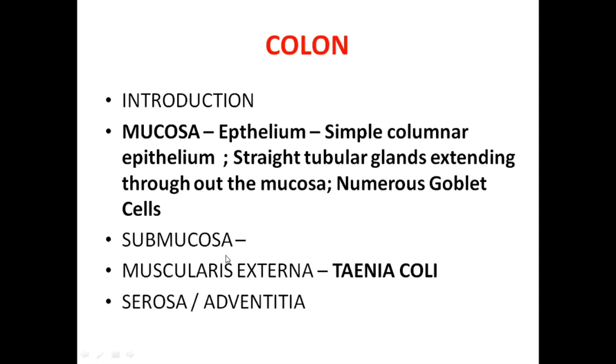The submucosa is similar to the general structure of our GI tract. Then the muscularis externa, as I said, has tinea coli. The 2 layers present are the inner circular and outer longitudinal layer. Out of that, the inner circular layer is well defined and clearly seen, but the longitudinal layer will be seen only in patches at 3 places around the lumen of the large intestine, which is called the tinea coli. The part of the large intestine which is surrounded by the peritoneum will have serosa, and the part which is retroperitoneal will have adventitia. So this is how you can describe the histology of colon.